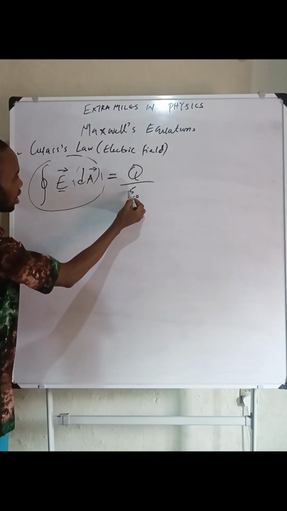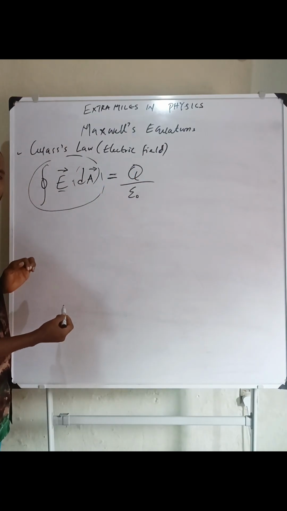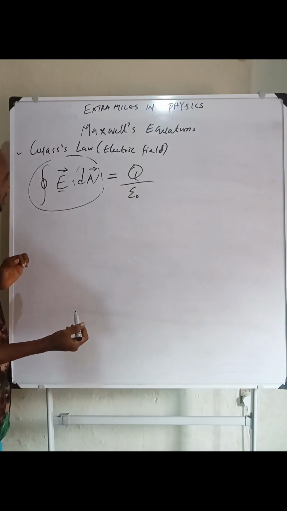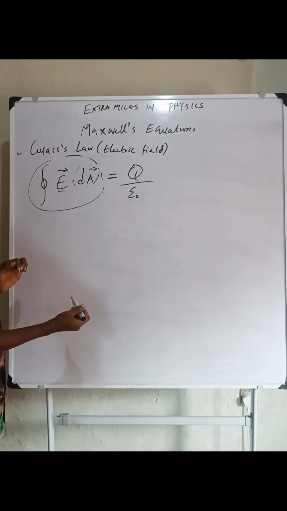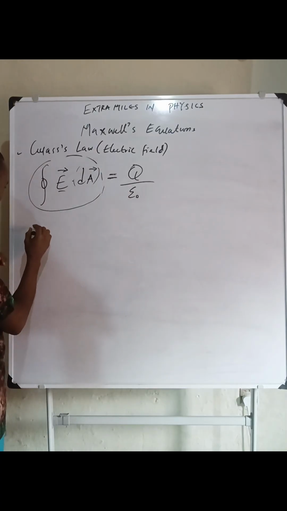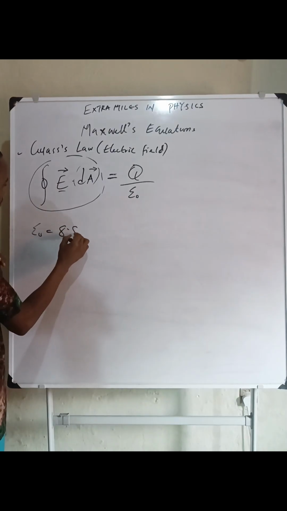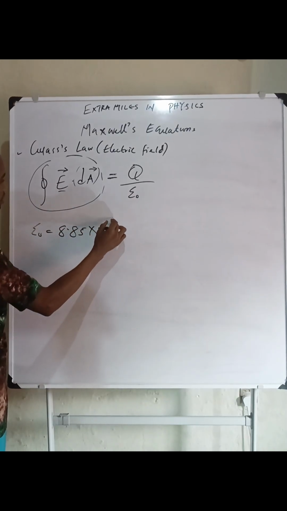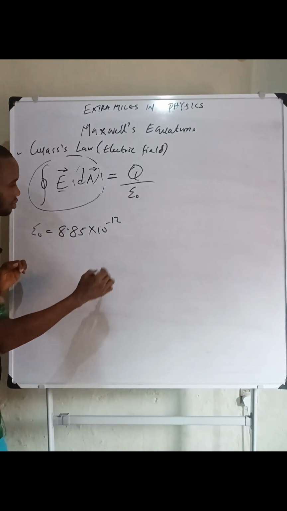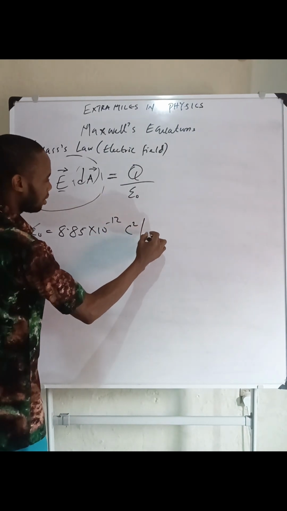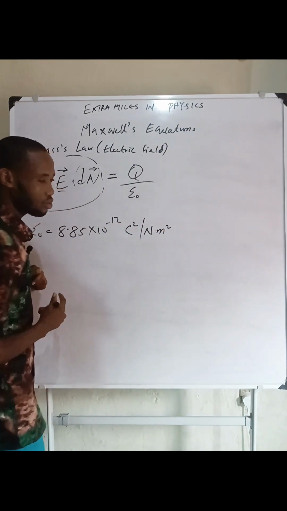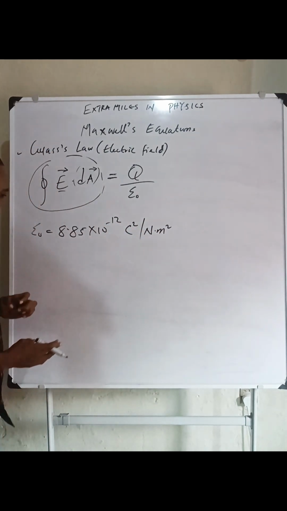This is the charge, while this one is a constant called the permittivity of free space. Every constant is always equal to a value. So our permittivity of free space equals 8.85 times 10 raised to the power minus 12 Coulomb squared per Newton meter squared. So let's continue.